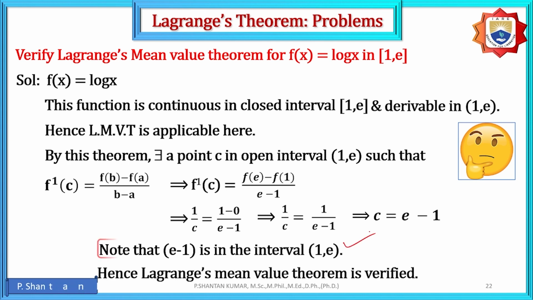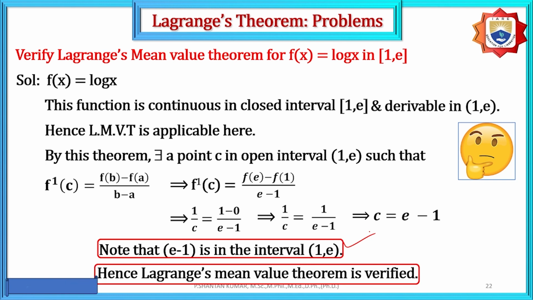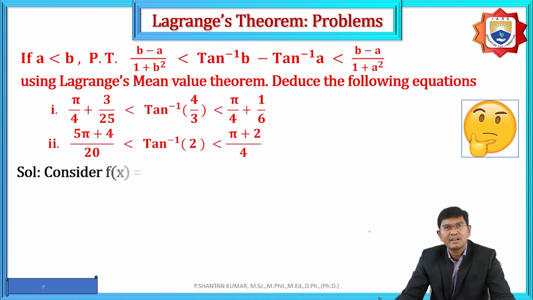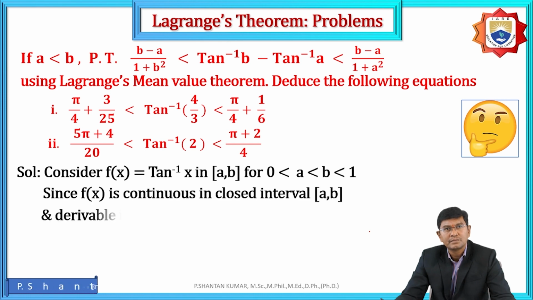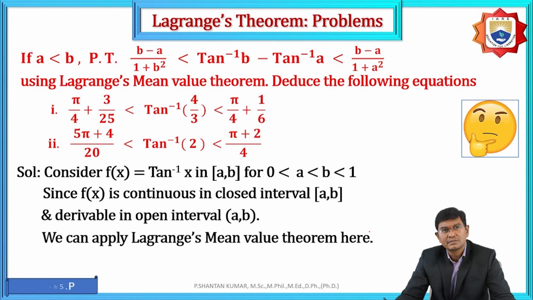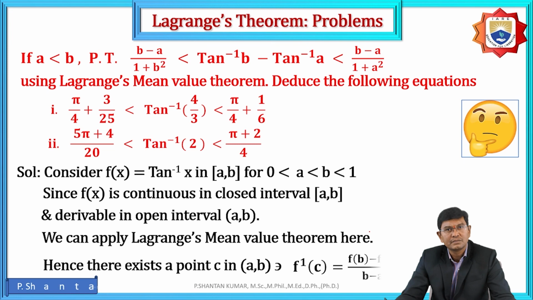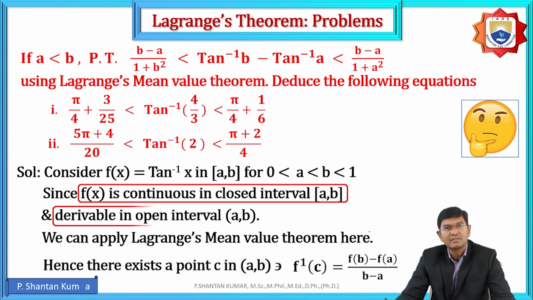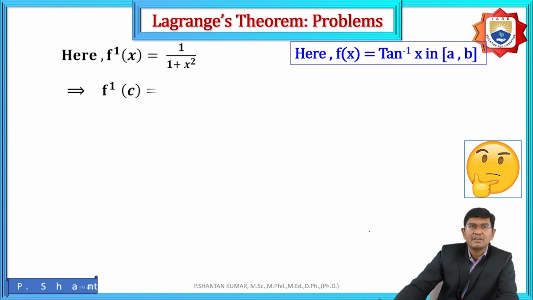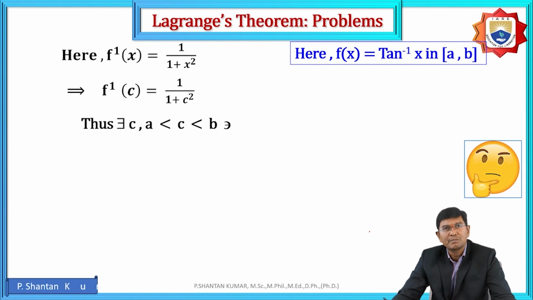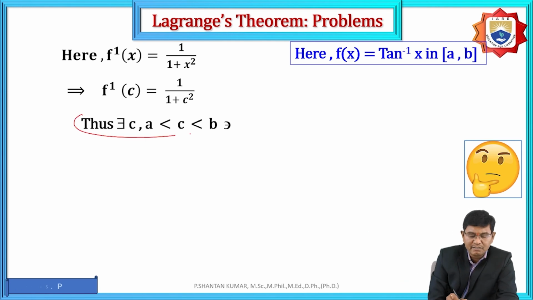The three conditions are satisfied. And similarly, this is a different type of problem that we are going to observe here. Continuous function, derivable functions. Here, when we find f dash of c, it equals 1 by 1 plus c square. Here we need to remember this, it is very important to understand.